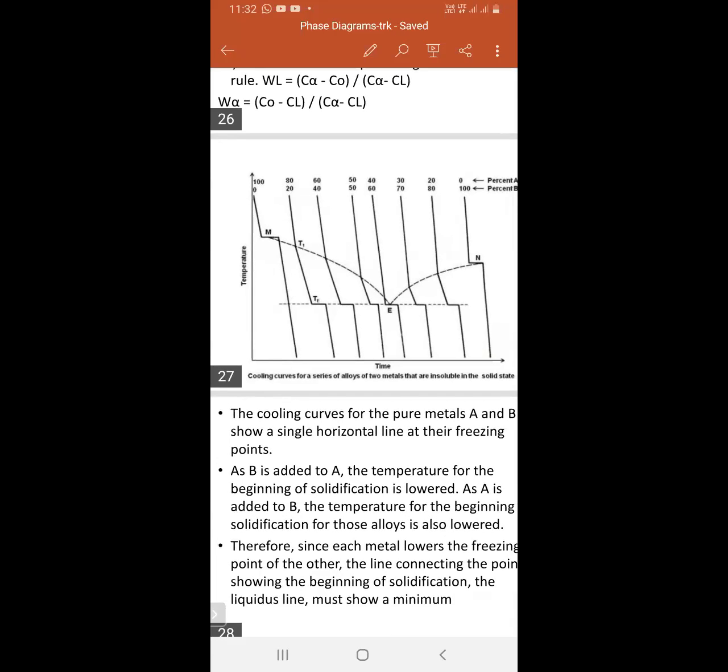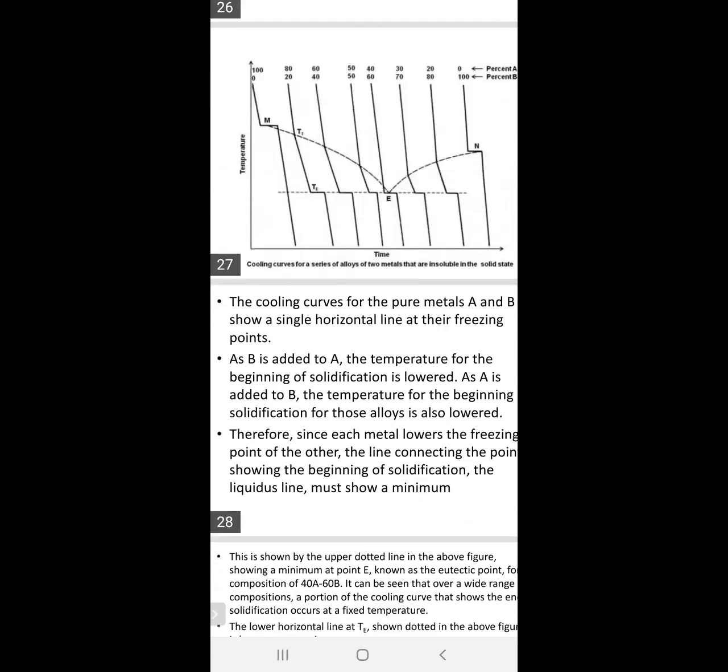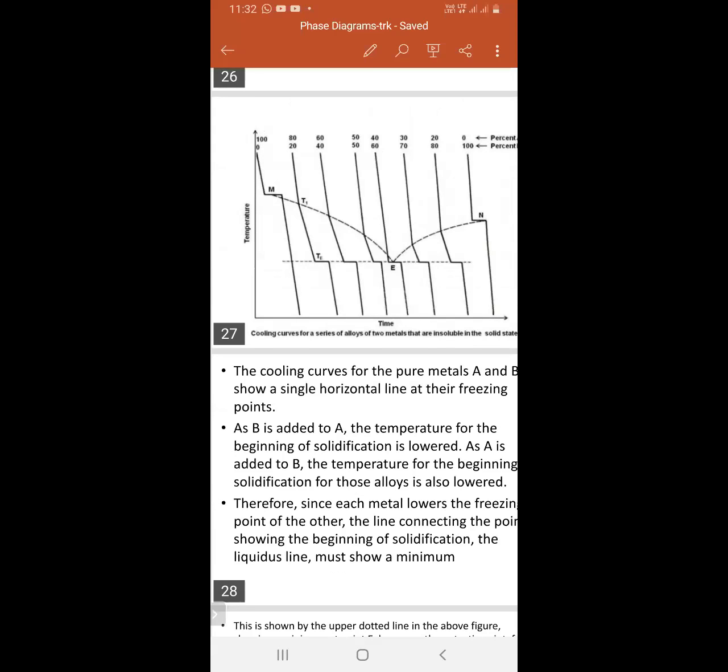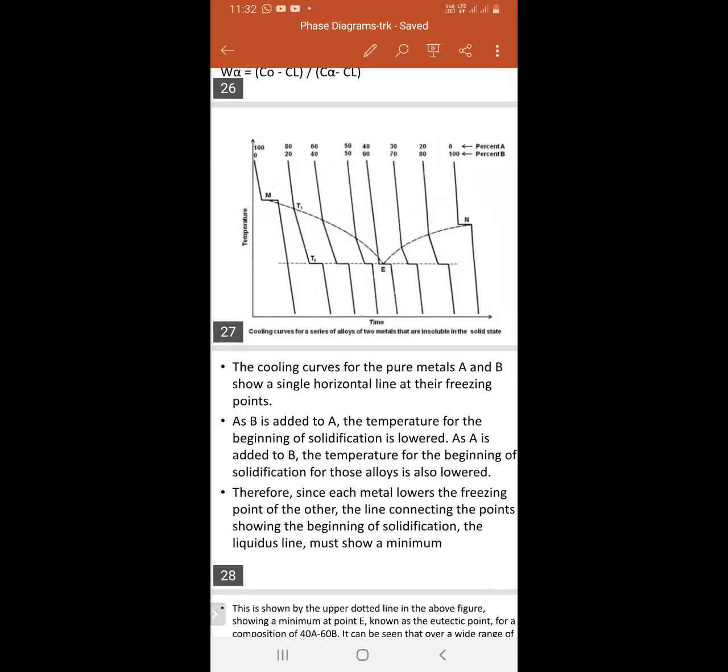We are discussing binary phase diagrams. The first one is the isomorphous binary phase diagram, which we have discussed. Isomorphous means two metals completely soluble in the liquid and also in the solid state. That is the binary isomorphous phase diagram.